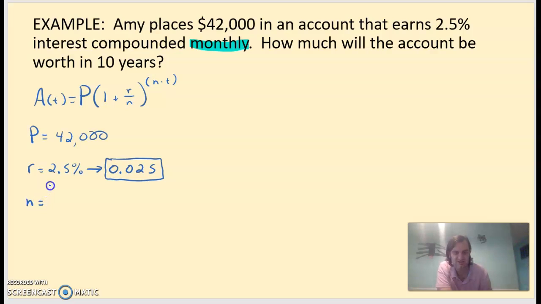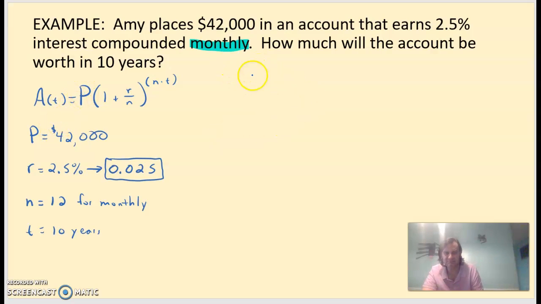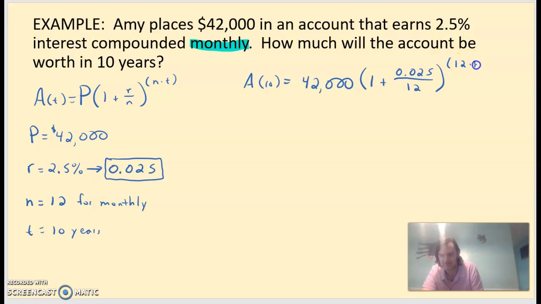N here is the number of periods per year, and since it's monthly, it will be 12 for monthly because there are 12 months in a year. And the t will be 10 years. So our job is to put all that in our function. A of 10, for 10 years, equals 42,000 times 1 plus 0.025 over 12, all raised to 12 times 10.